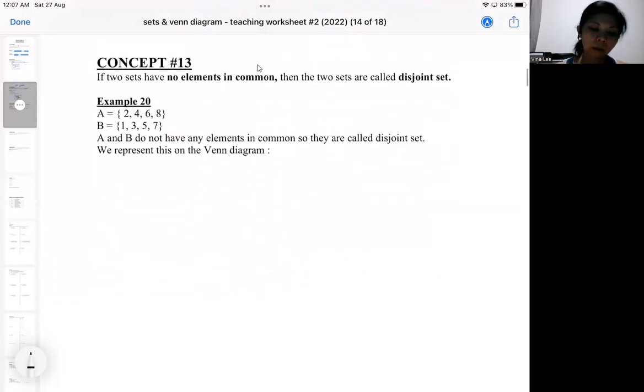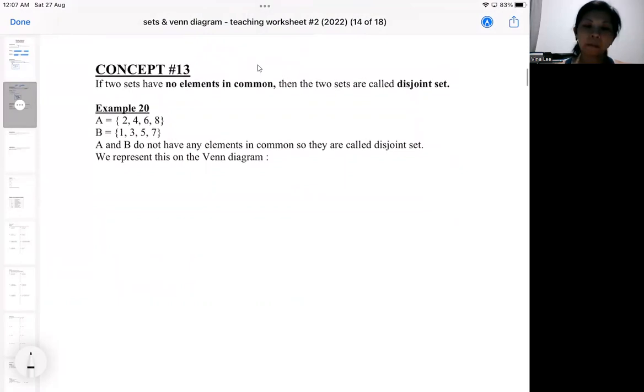Sometimes when we investigate two sets, we don't find any matching elements. For example, if you look at set A, these are all the even numbers, and these are all the odd numbers. You realize they will not have common elements. They have no elements that are the same between the two sets. So we use the word disjoint. In a way, they have nothing to do with each other. So these two sets are called disjoint sets.